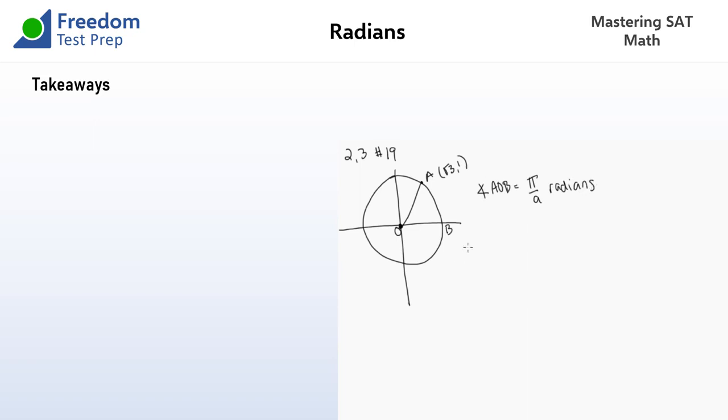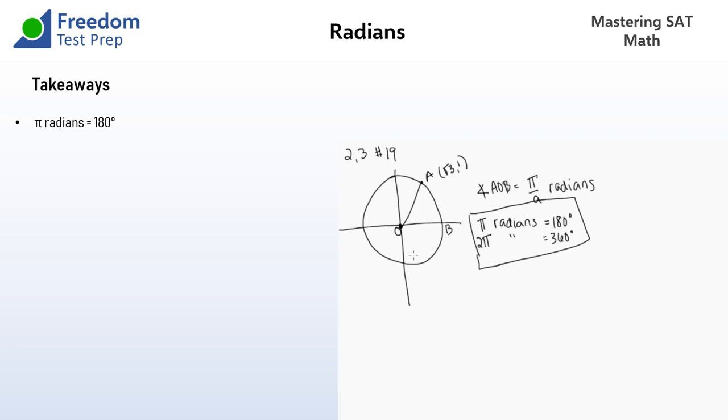Now, a couple of things. First thing I want you to know about radians is that whenever you see the word radians, this is what you're going to be thinking. Pi radians equals 180 degrees. Also, 2 pi radians equals 360. Those 2 bits of information are the important parts of radian questions.